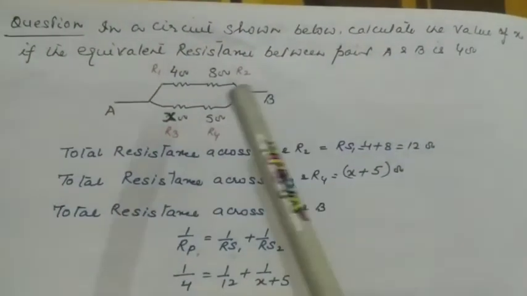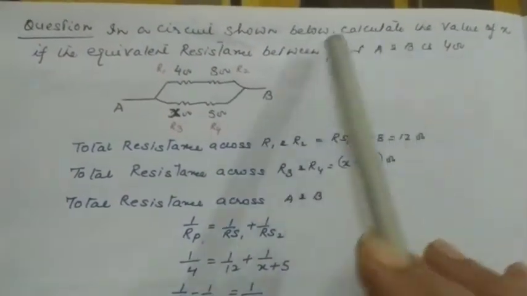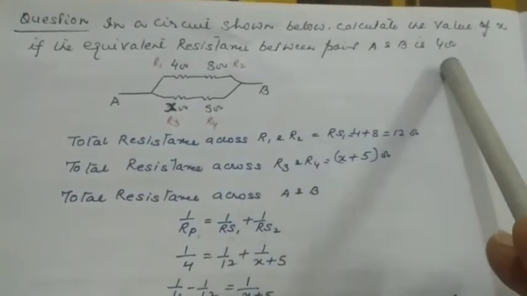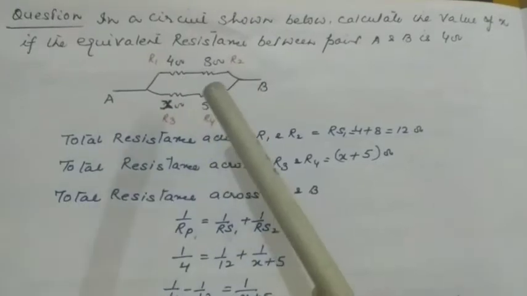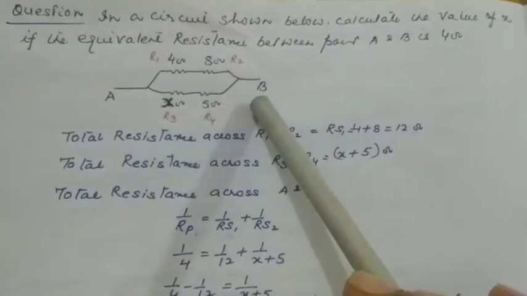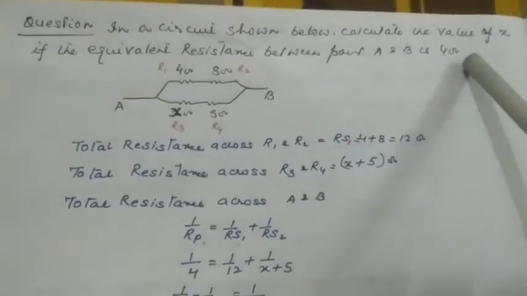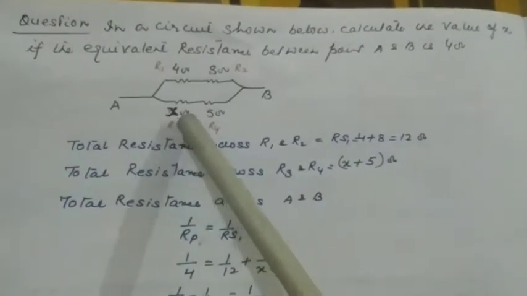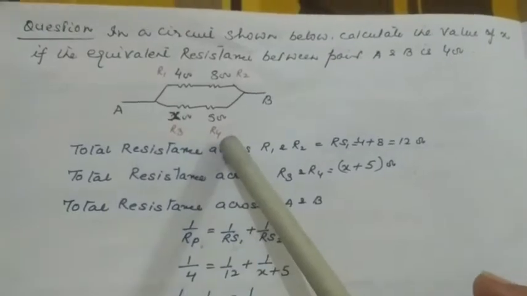Now next question. In the circuit shown below, calculate the value of X if the equivalent resistance between points A and B is 4 ohm. This question is a little bit different compared to the previous one. In the previous one we found the total resistance in the circuit. But here the equivalent resistance, or total resistance, is given as 4 ohm, whereas one resistor is missing. So we will mark it as X. First, mark R1, R2, R3 and R4.